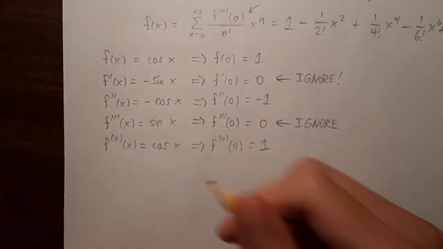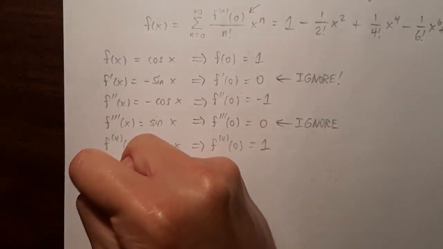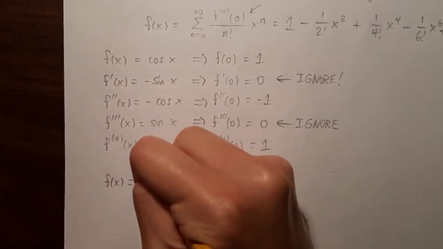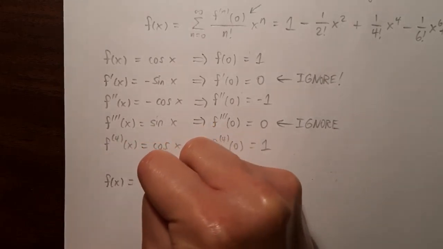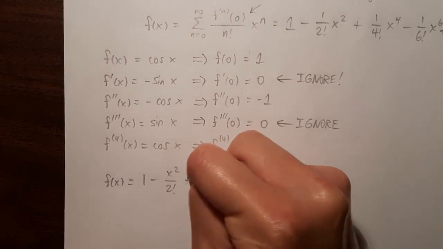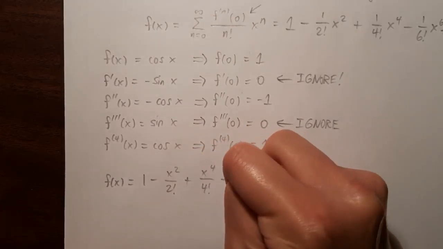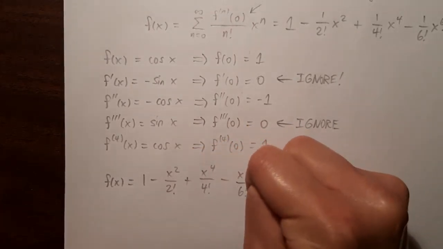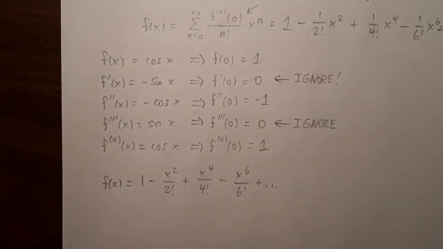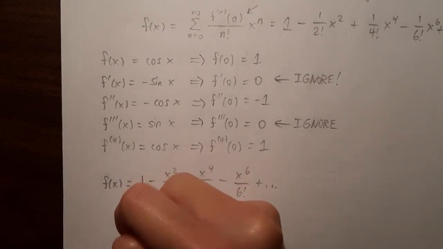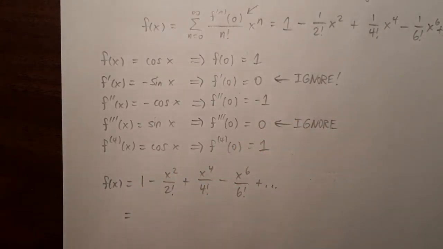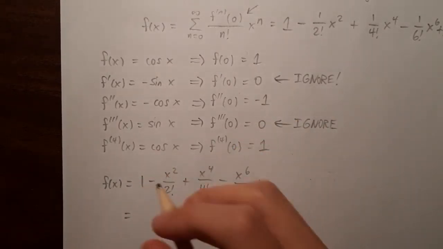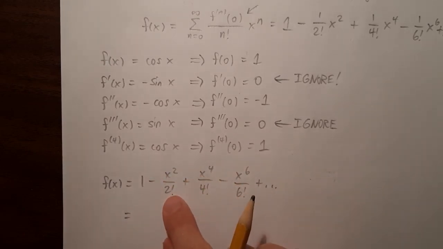And let me copy this again. All right, so we have f of x is equal to 1 minus x squared over 2 factorial plus x to the fourth over 4 factorial minus x to the sixth over 6 factorial, and so on. I think the pattern is pretty clear. The question is, can we write this as a sigma sum formula? So I think we can.